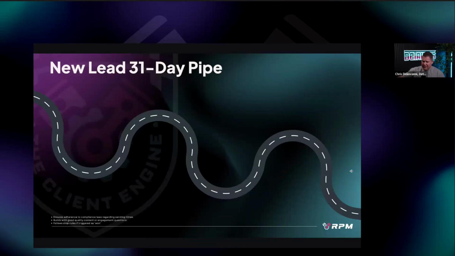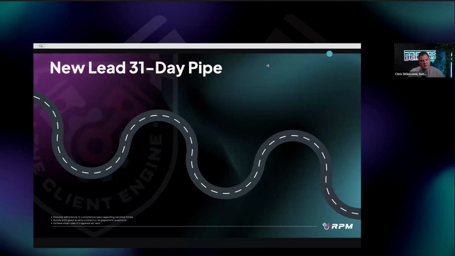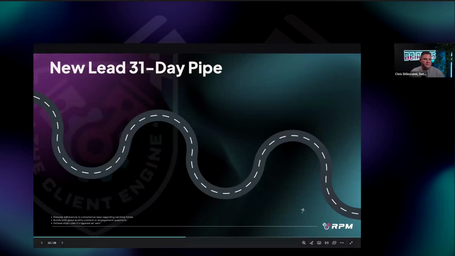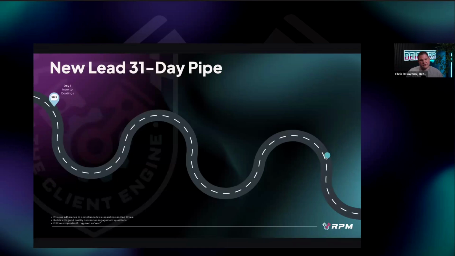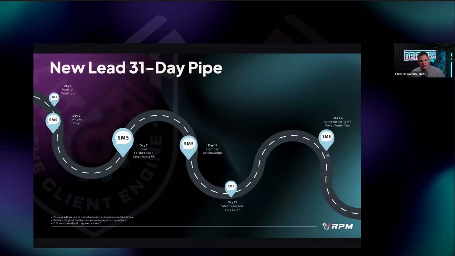So a new lead comes in, okay, and we built what's called a 31-day pipe. We found a lot of people were not building pipes deep enough or didn't have enough sales psychology through it. So day one, let's say they hit ceramic coating. They get an introduction to the ceramic coating. Day two, an invitation to the shop. Day seven, an honest evaluation of whether ceramic coating really fits. Day 14, day 21, day 30, there are touches via the SMS system. And so it's going on and selling with you.